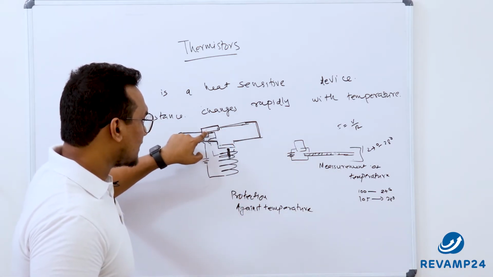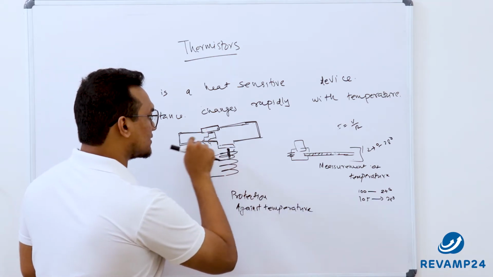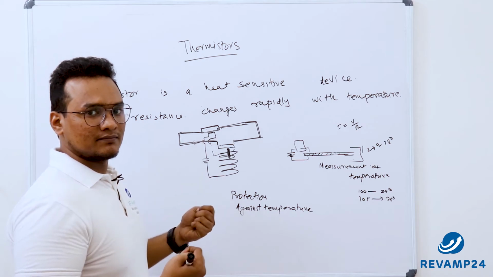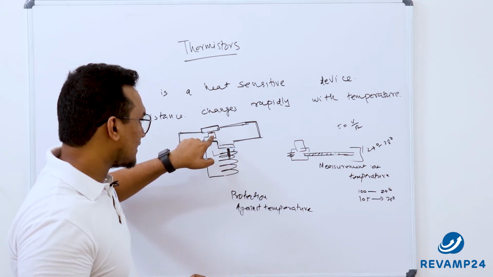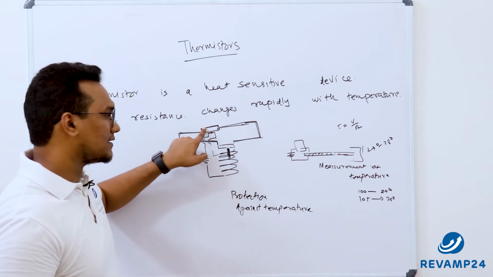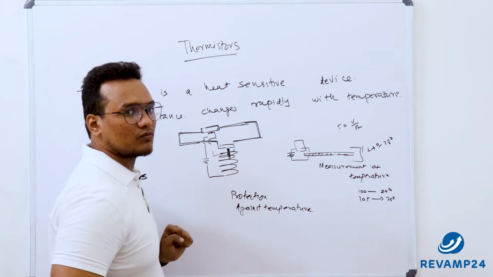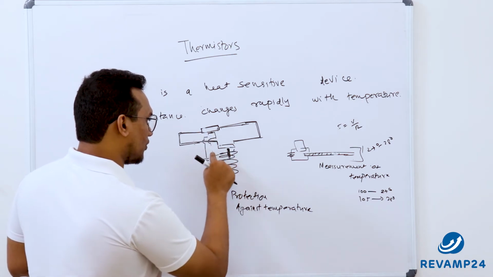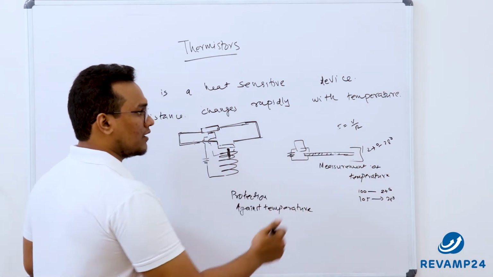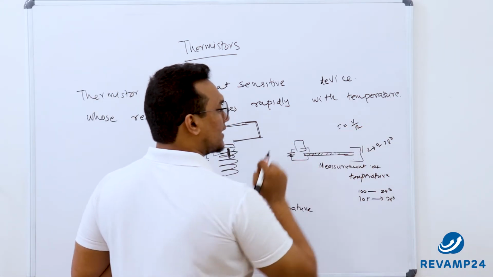Now when the temperature of the refrigerator increases, what will happen? The resistance value will also increase, because this refrigerator is directly in contact with this thermistor. So whatever rise in temperature, that will also affect the thermistor. When the resistance varies, we know that for the whole circuit I can use this equation: I is equal to V by R. When resistance increases, the current decreases.